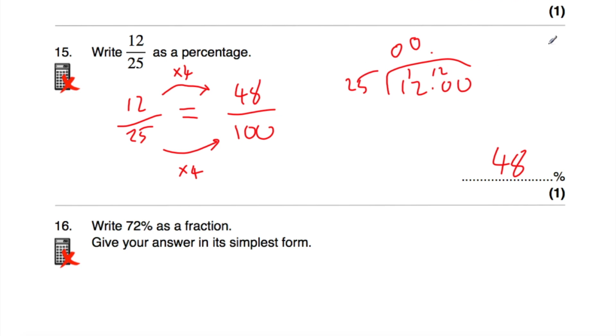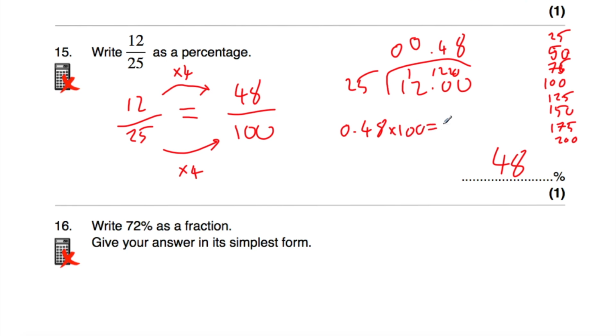Well, if we write our multiples of 25, that's going to be 25, 50, 75, 100, 125, so it's going to be 1, 2, 3, 4, so 4 of them is 100, so 4 remainder 20, and then it says how many 25s go into 200, so that's going to be 150, 175, 200, so it's going to be 8, so it's going to be 0.48, so that means that 12/25 is 0.48, but we want that as a percentage, so we're going to do 0.48 times 100, that's equal to 48, so our answer would be 48%.